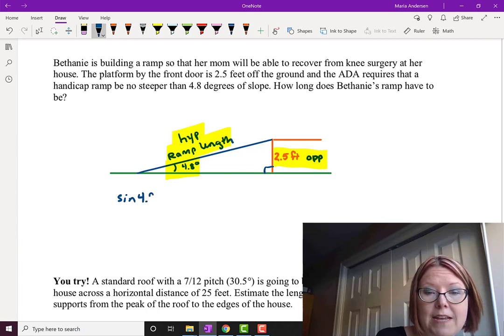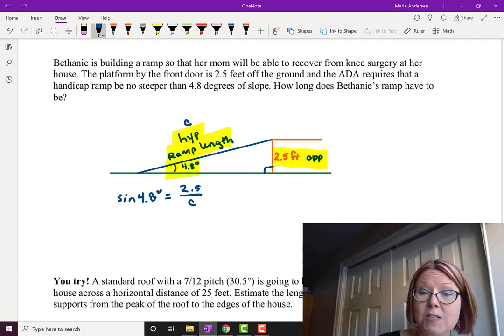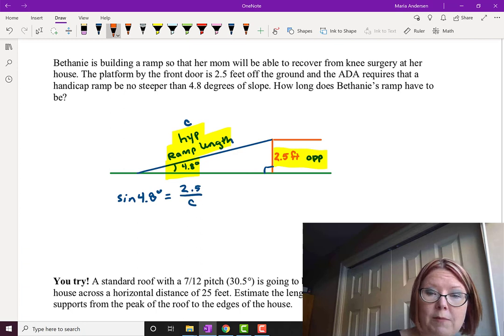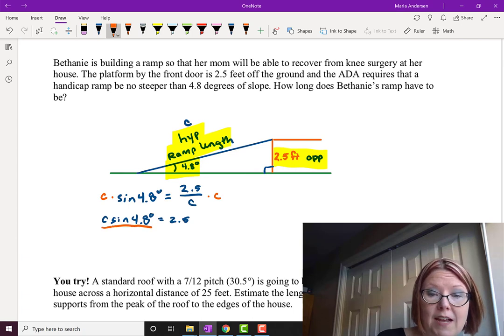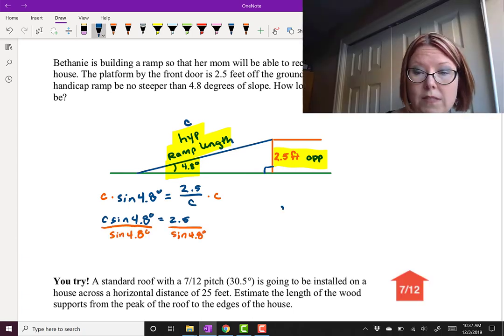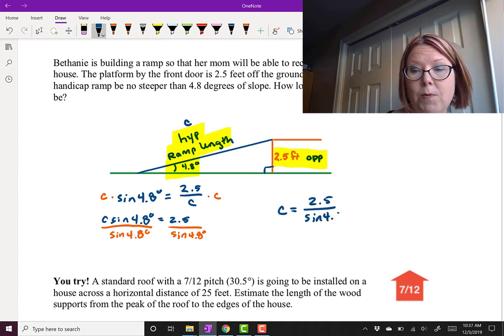Sine of 4.8 degrees equals opposite, which is 2.5, over hypotenuse, which is what I don't know. Let's just call that side C, like we normally do for a hypotenuse. So I want to solve for C. Let's start by multiplying both sides by C. And so now we have C sine 4.8 degrees equals 2.5 over C times C, which is just 2.5. And then to solve for C, I need to divide both sides by sine of 4.8 degrees. So C is equal to 2.5 divided by sine of 4.8 degrees.